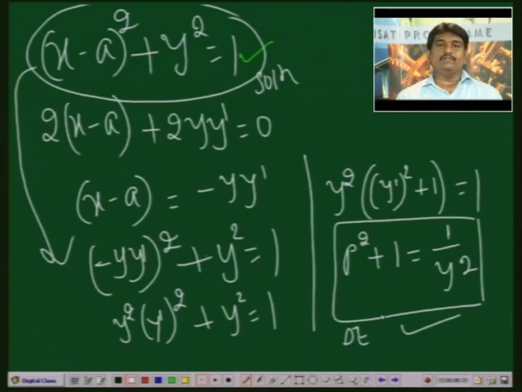Let us go back with the technique of solving differential equation using solvable for p method. That is, I have to start with p square plus 1 equals to 1 by y square and I have to arrive at x minus a whole square plus y square equals to 1. Let me check.